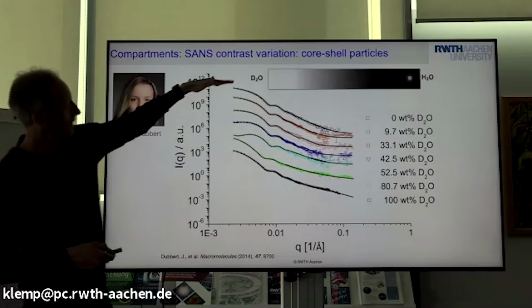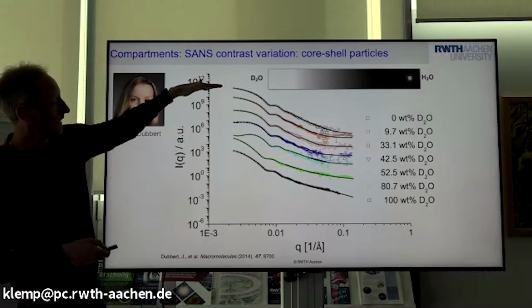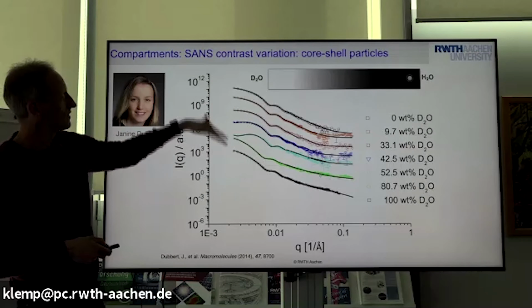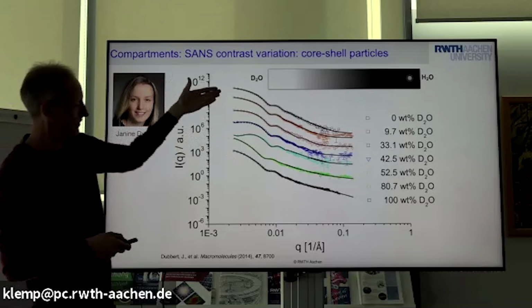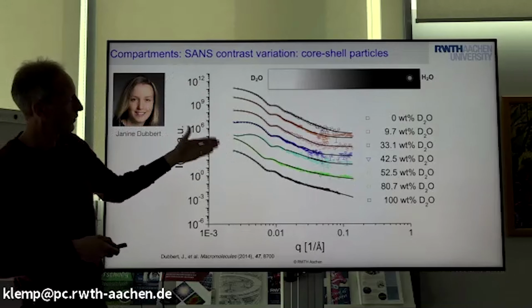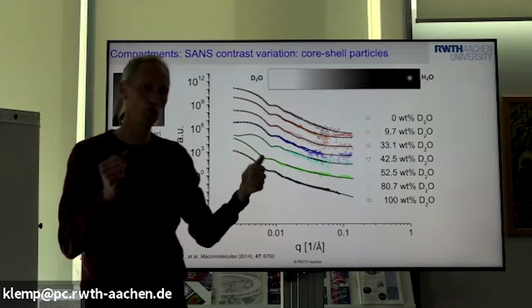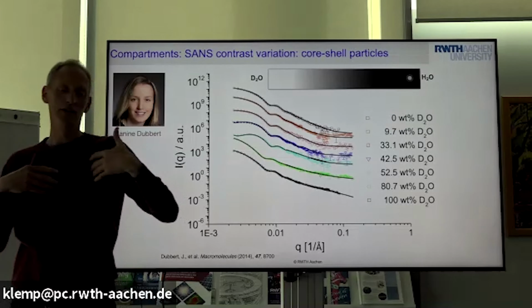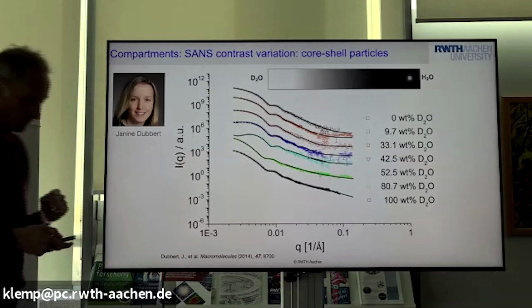Now, these are core shell microgels with a silica core and a polymer shell. It's the same system at different contrast. And you see that we have a very different scattering function, definitely a very different scattering curve. And we are now able to fit all these curves with one model, just taking into account the different contrast we have. And this gives us quite strong evidence that the form factor that describes these objects is sufficient and is a good model, right?